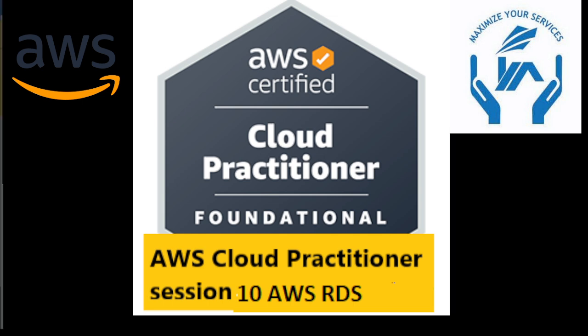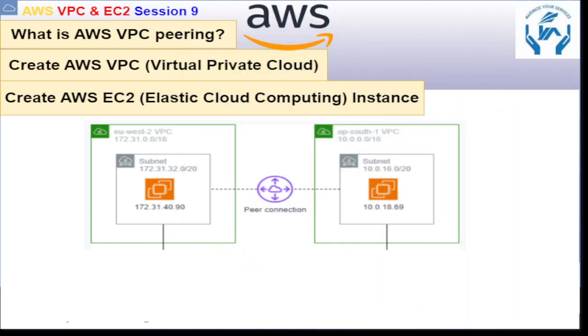Okay, so in the previous session we discussed and learned what AWS VPC peering is, created an AWS VPC itself, and created an AWS EC2 instance within that VPC. As we know, whenever we create an account, we get a default VPC, and within that VPC we can create a number of EC2 instances. So I hope you enjoyed what VPC peering is and how we can communicate between them.